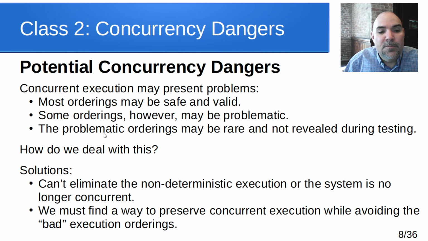Concurrent programs, though, you give it one input possibility and you run it, it works. It might not always work, so that's why we have to deal with that. So the idea is we can't eliminate the non-determinism, so how do we deal with that? What do we do to solve those dangerous situations? Well, the first thing is we can't eliminate the non-deterministic execution, or the system's no longer concurrent.